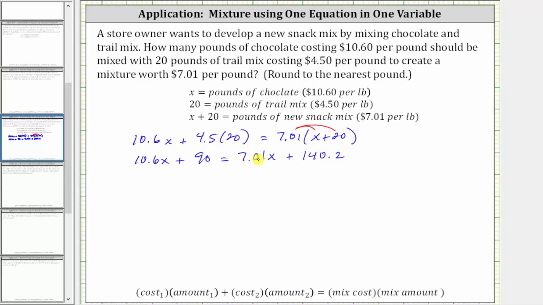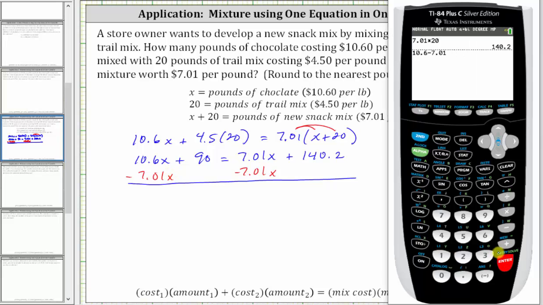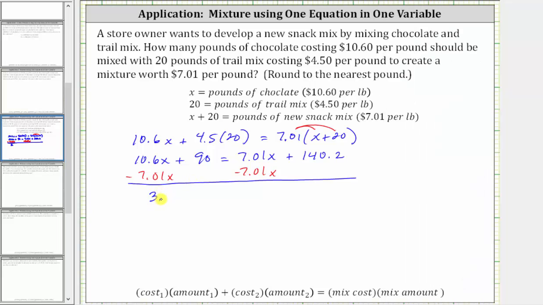In order to solve for x, we need to have the x terms on one side of the equation. For the next step, we will subtract 7.01x on both sides. Simplifying, 10.6x minus 7.01x is equal to 3.59x, giving us 3.59x plus 90 is equal to, this difference is 0, which is why we subtracted 7.01x on both sides. The right side simplifies to 140.2.